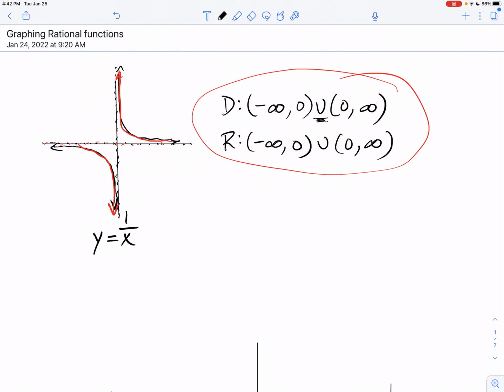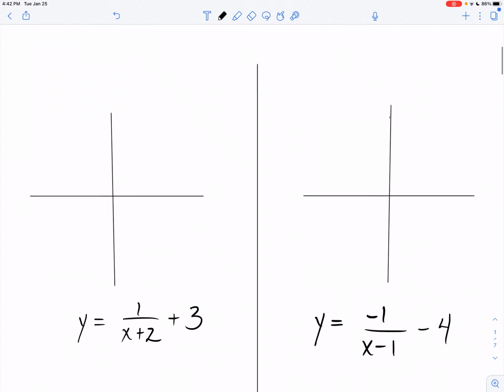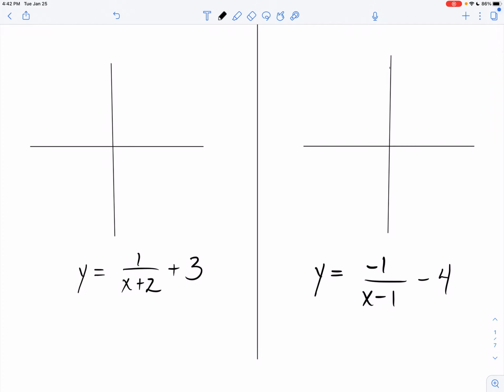Now, we haven't graphed these in a long time, but now we're going to start getting back into them because, as you can see, there's a variable in the bottom that makes this a rational function. So let's look at these next couple. I made up a couple to kind of remind us that we have done this. And every graph follows the same rules of motion.